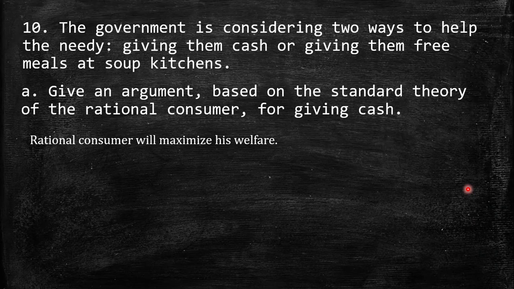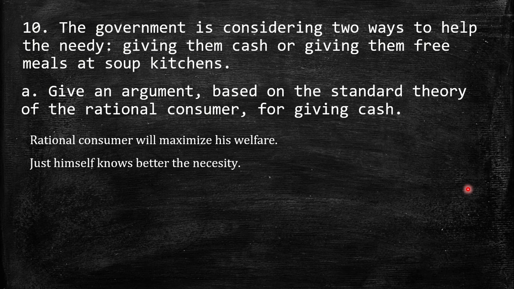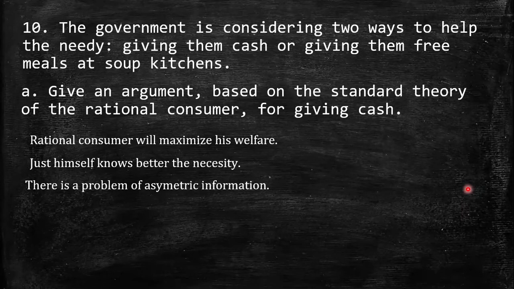So then it could be the case that giving cash could be better. Then obviously each individual has different information that the government cannot see easily. Then each individual knows better their necessities, so for this reason it could be better. And we are naturally talking about a problem of asymmetric information. The information that people have is different from what the government has.